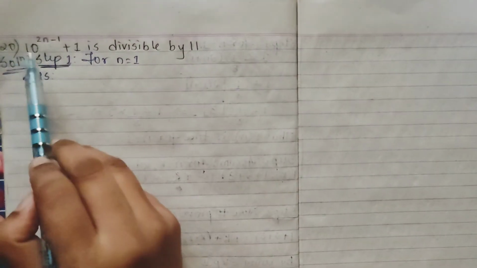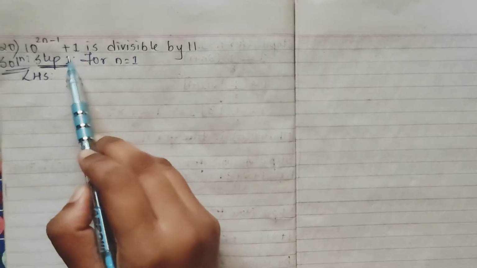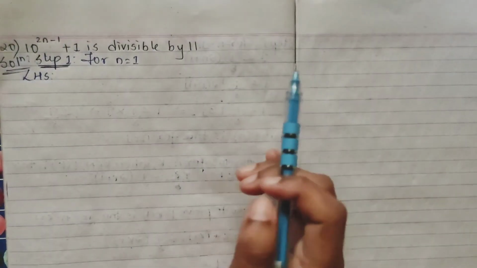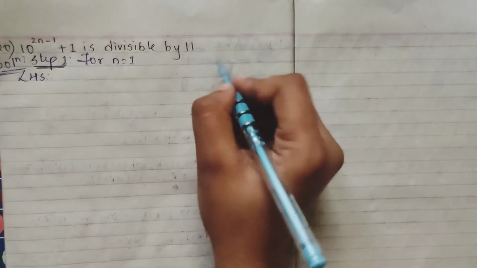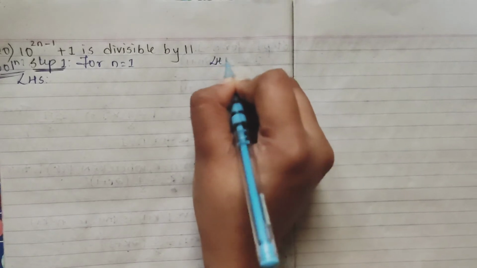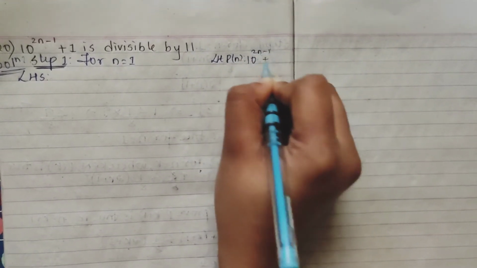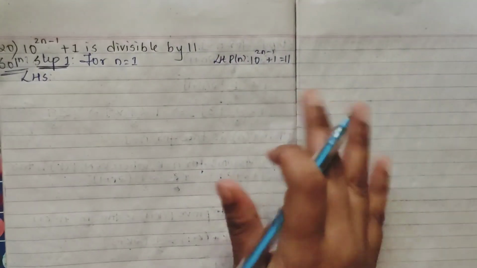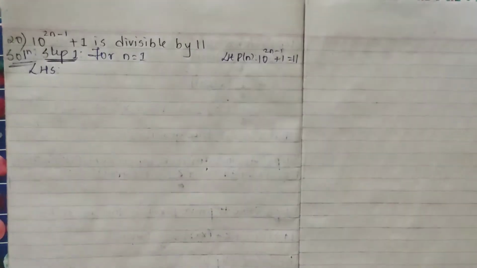Next question is 20, that is 10 raised to 2n minus 1 plus 1 is divisible by 11. Is that telling, which means it is equal to 10 raised to 2n minus 1. If you want, you can take let P of n, which will be 10 raised to 2n minus 1 plus 1 equal to 11. This is the question. Divisible means it should be divided, right? That number should be divisible by 11.